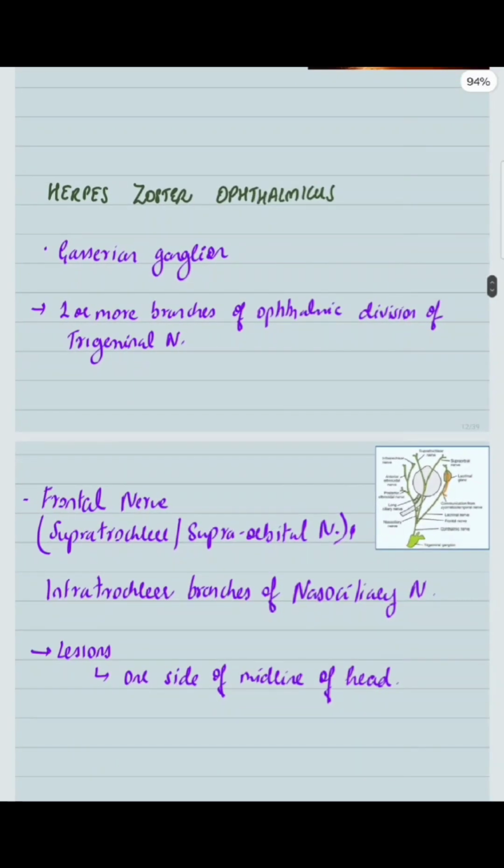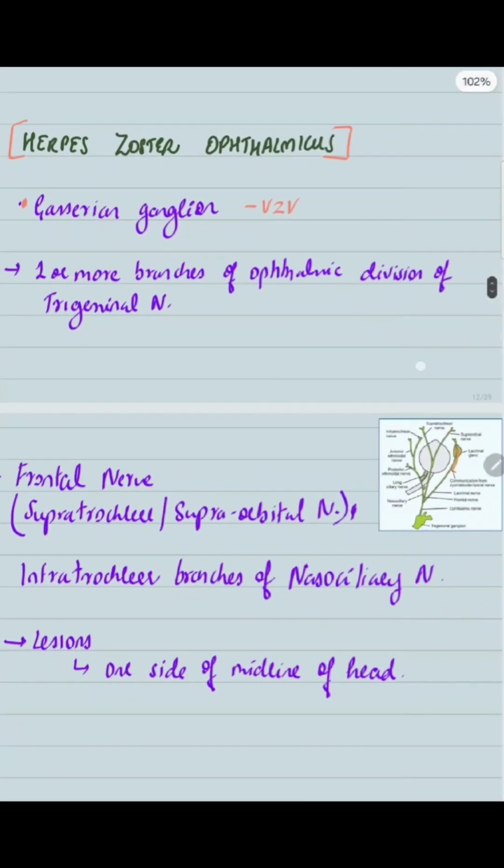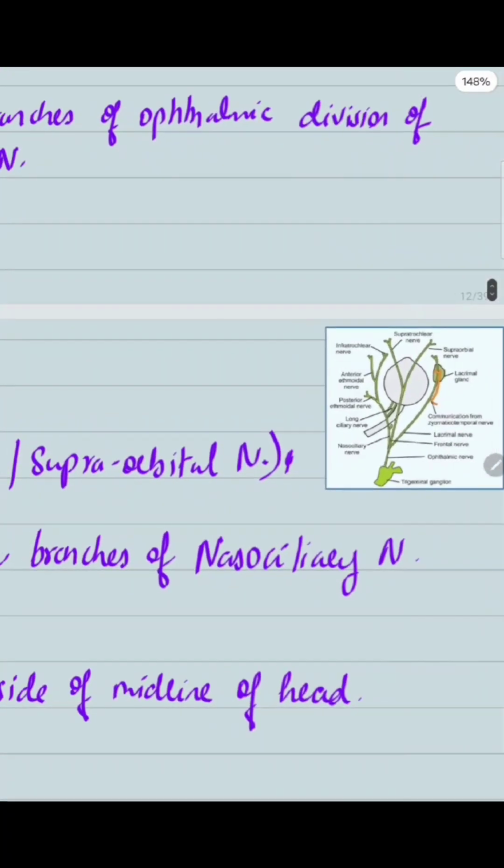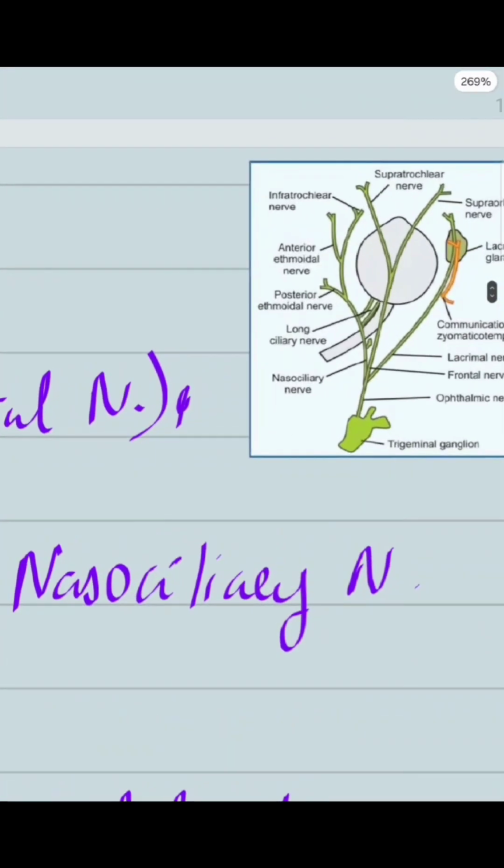Next, coming to herpes zoster ophthalmicus, it is an acute infection of the Gasserian ganglion by the varicella zoster virus. The virus travels down through one or more branches of the ophthalmic division of the trigeminal nerve. See the frontal nerve.